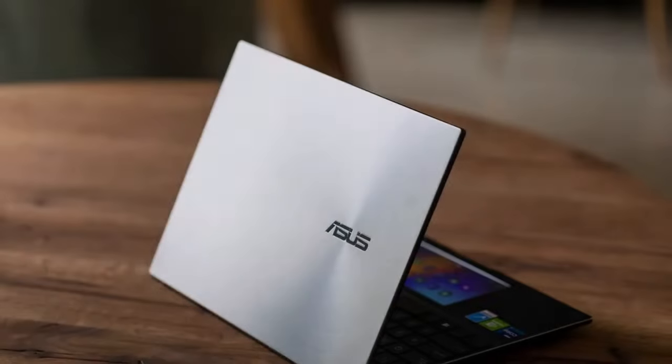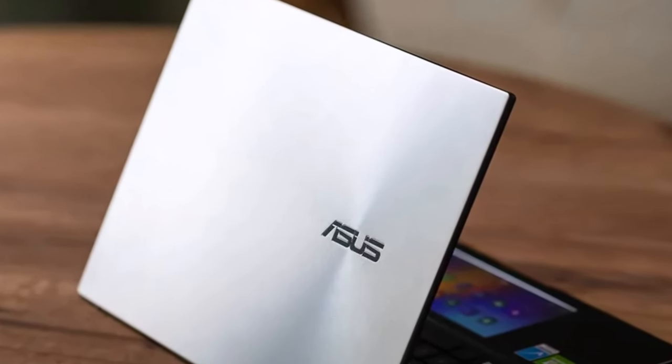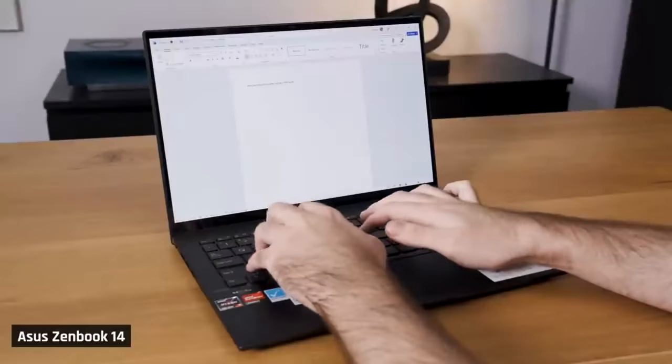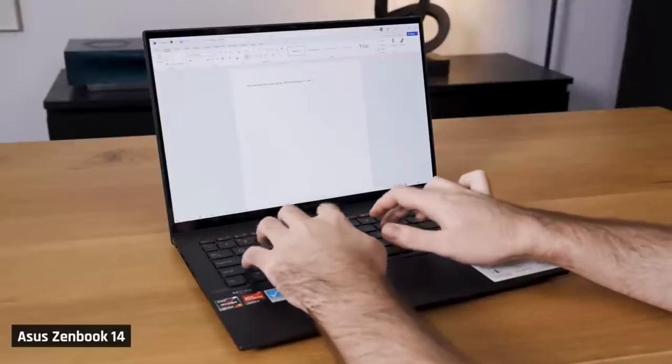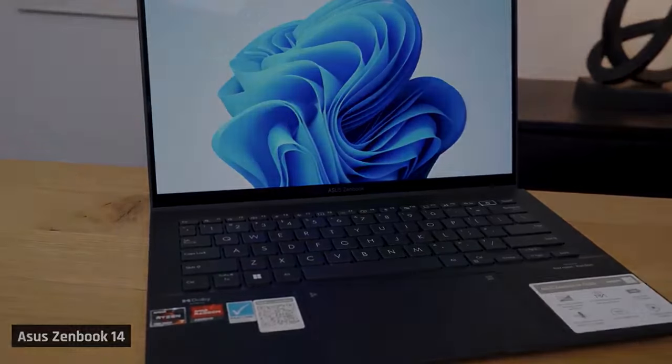So which laptop reigns supreme? It depends on your trading style. For all-around dominance, the ASUS ROG Strix G17 is a monster. But if portability is key, the Zephyrus G14 is a pocket rocket.